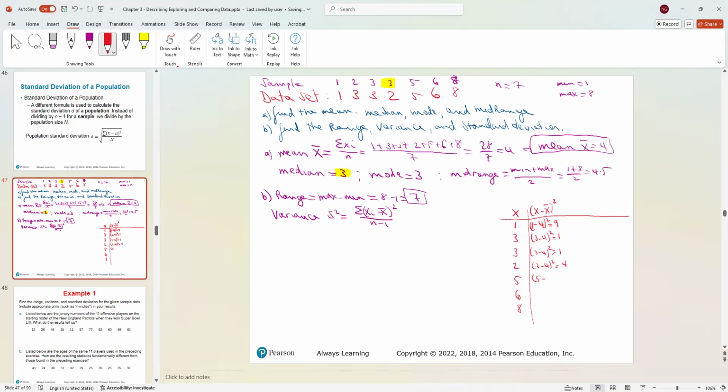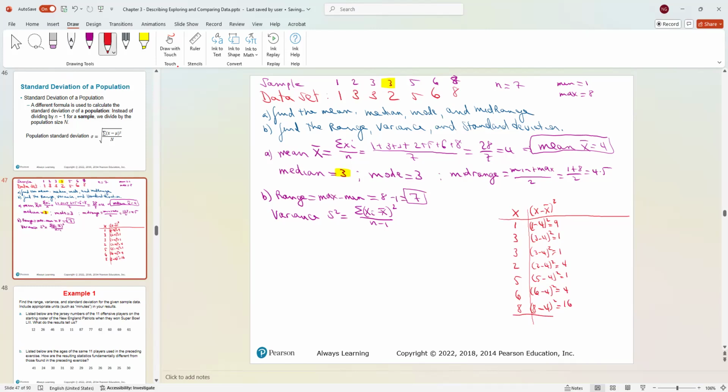5 minus 4 squared is 1. Remember, 1 minus 4 is negative 3 to the power 2. Any negative number you raise to the power 2 will give you a positive number. So because it's raised to the power 2, 6 minus 4 to the power 2 is definitely 4, and 8 minus 4 to the power 2 is definitely 16.